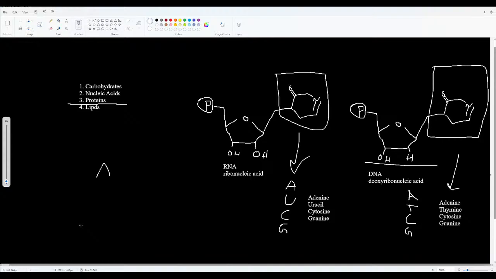And guess what, guys? That's all you gotta know about nucleic acids. The difference between DNA and RNA, and the fact that one has uracil, the other one has thymine. And you gotta know what A, T, C, and G stand for: adenine, thymine, cytosine, guanine, and the other one, uracil, U. Cool? Cool. So, proteins.